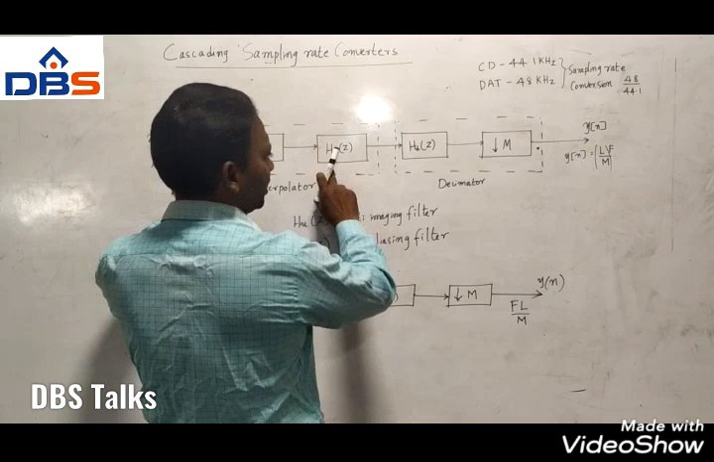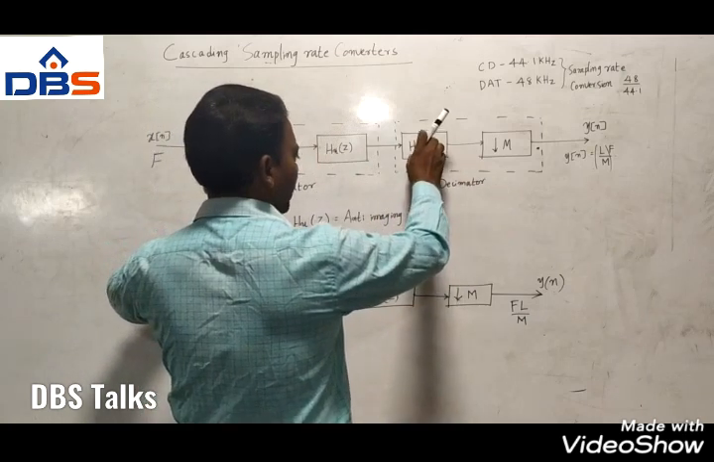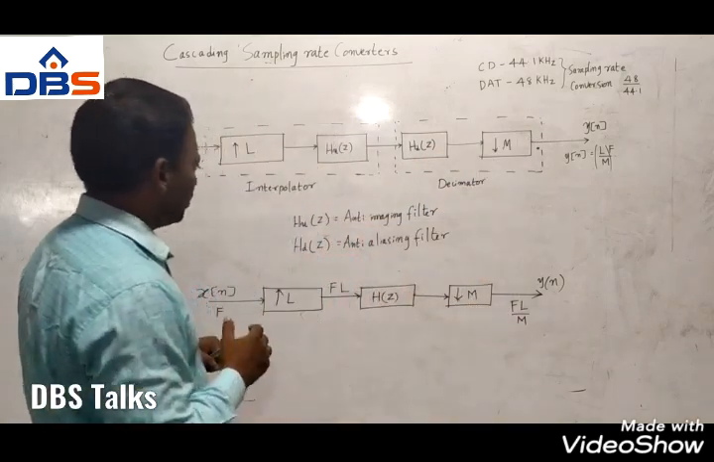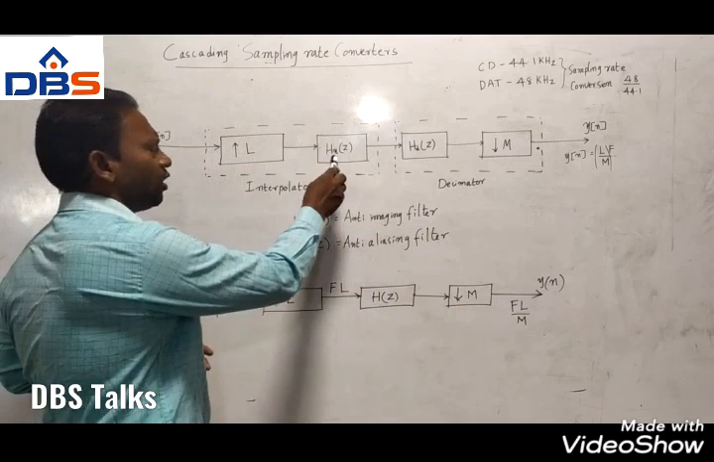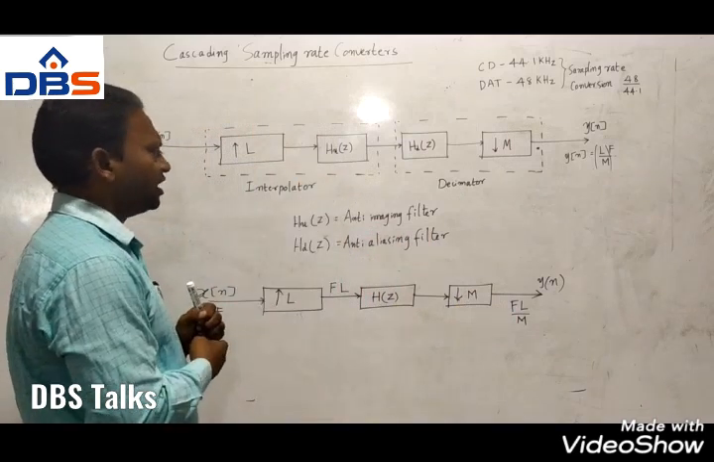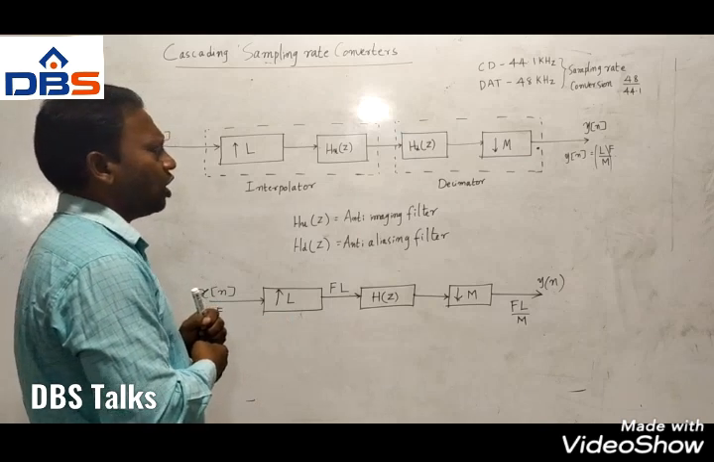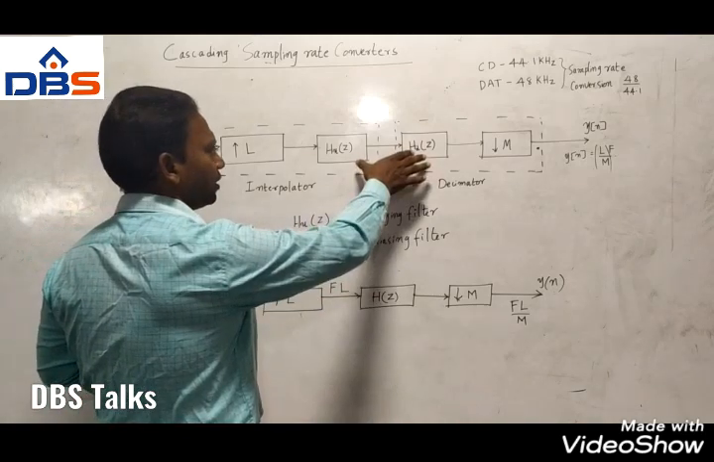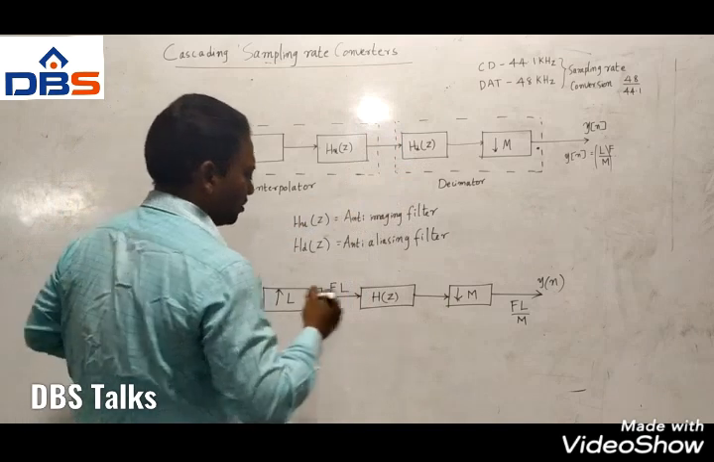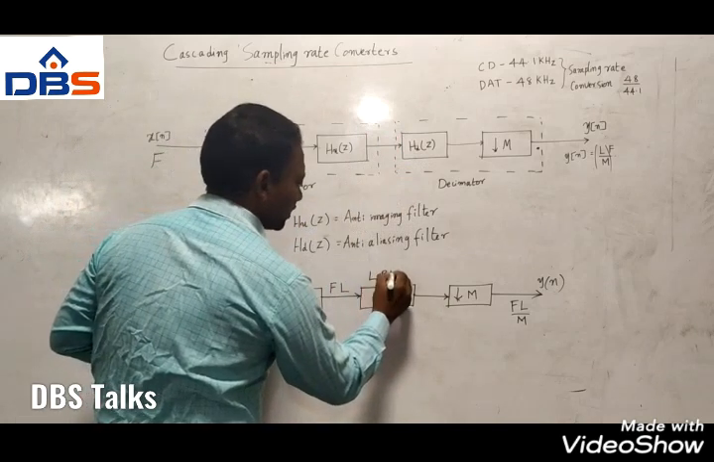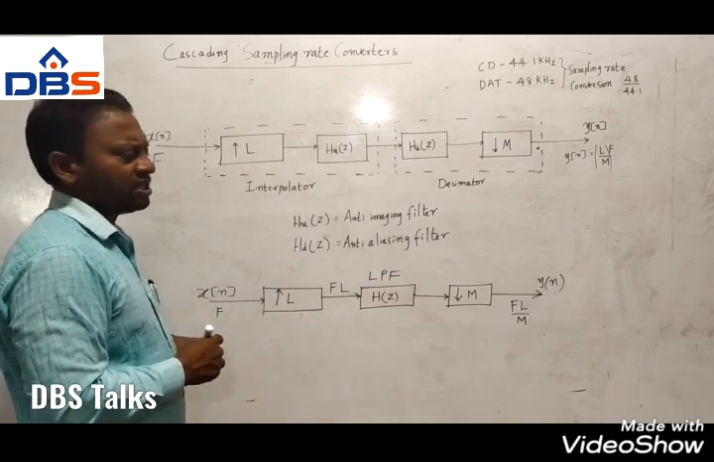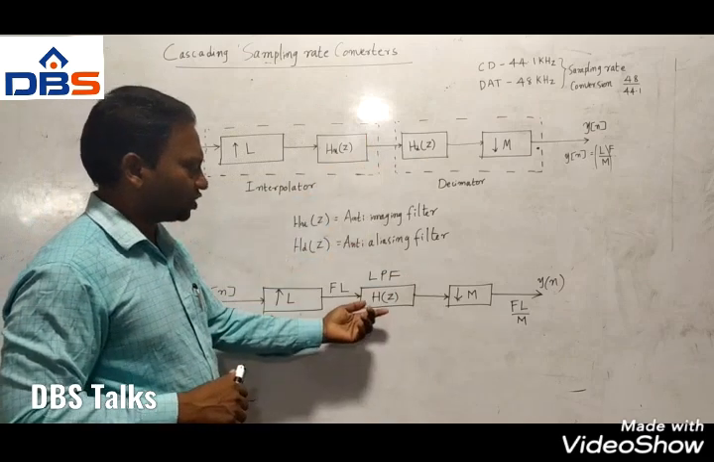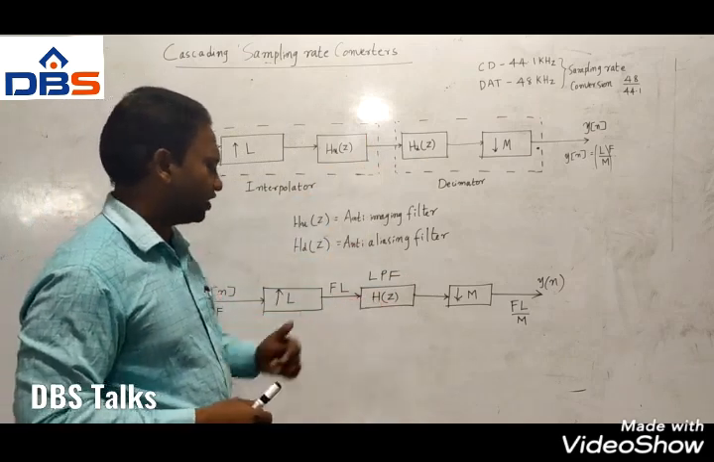It is called an interpolator, and the decimator means it is an anti-aliasing filter again. So we have a decimator. Those two are called the decimator. Now see this HU of Z, the anti-imaging filter, and HD of Z, the anti-aliasing filter. Both work at the same sampling rate. That is why in implementation we can replace these two by a single low pass filter of transfer function H of Z, operating at the same sampling rate as that of HU of Z and HD of Z. Now these two blocks are replaced by a single block H of Z.